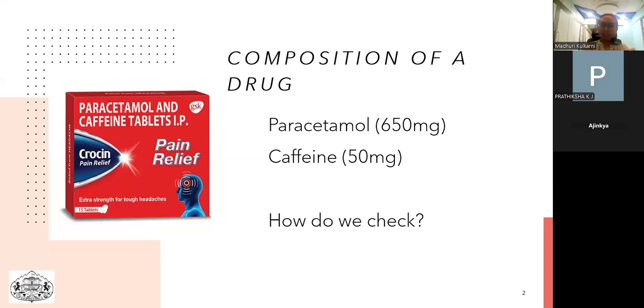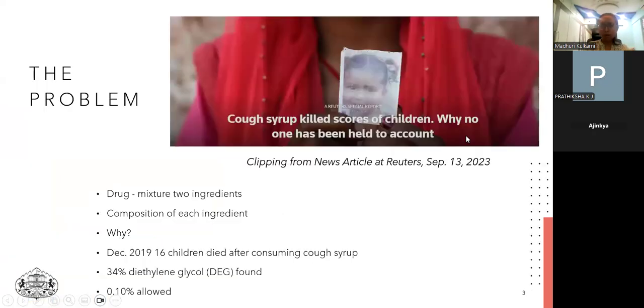So you might have heard that adulteration and such things happen, or fake drugs, or drugs produced illegally. You might have heard about this news. I don't know, some of you might have read it. This is a clipping from a news article at Reuters, which appeared on 13th September 2023. So not far away. This is about people living in hilly regions, say Himachal Pradesh or similar, where medical stores aren't that common, and in fact one has to travel a couple of kilometers to reach a medical store.